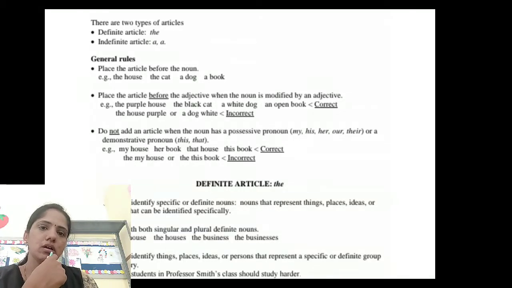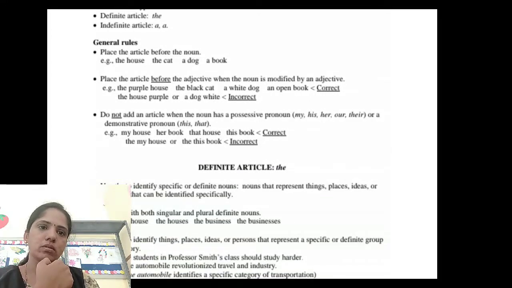So there are some rules we have to see. Place the articles before the noun. For example, the house, the cat, a dog, a book. Place the articles before the adjective when the noun is modified by an adjective. For example, the purple house, the black cat, a white dog, an open book.